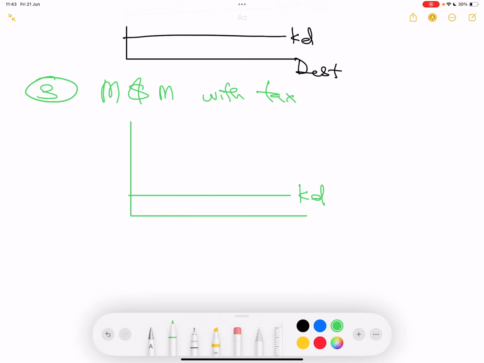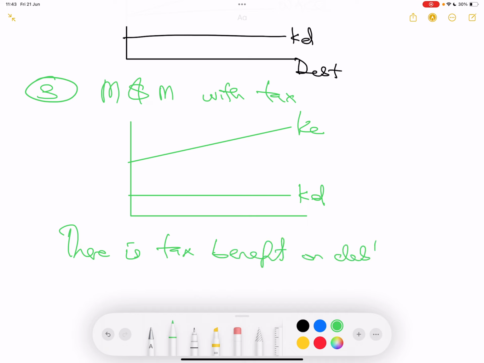And they believe that cost of equity will still be going up, which is consistent with the other two theories. However, now they've agreed that there is a tax benefit. That's what has changed. There is tax benefit on debt. And because there is tax benefit on debt, cost of debt will be cheaper, and they agree that weighted average cost of capital will keep coming down. So they advise that you take as much debt as you can take.